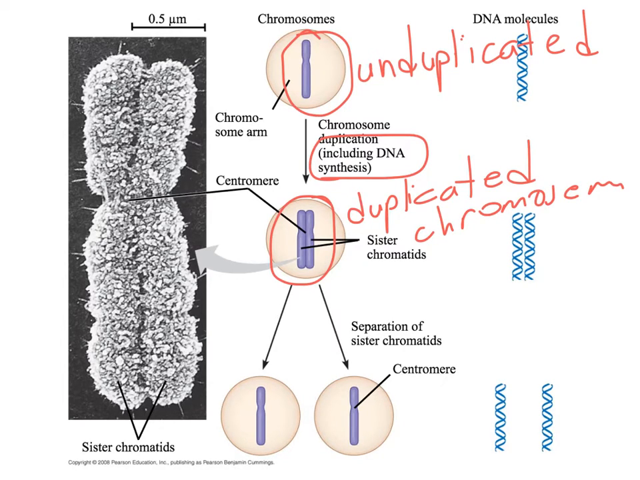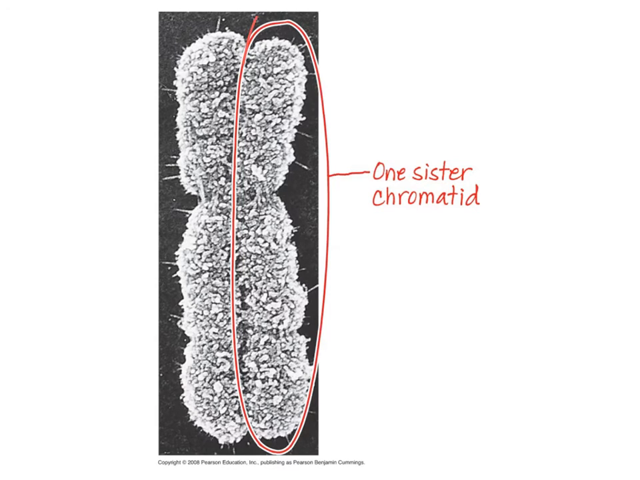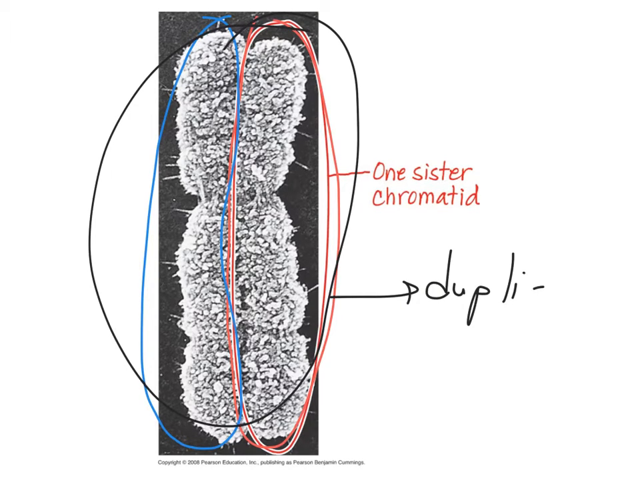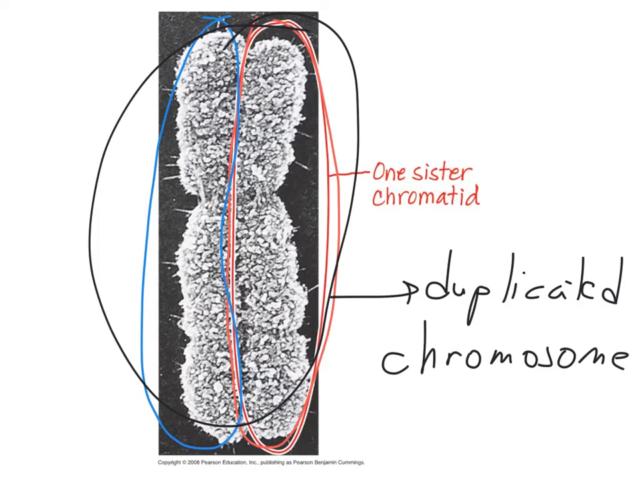In electron microscopy, you are going to see the duplicated chromosome in this figure. And one duplicated chromosome consists of two sister chromatids. This is one sister chromatid, and this one is the other sister chromatid. So the whole part, this one, is a duplicated chromosome. One duplicated chromosome consists of two sister chromatids.